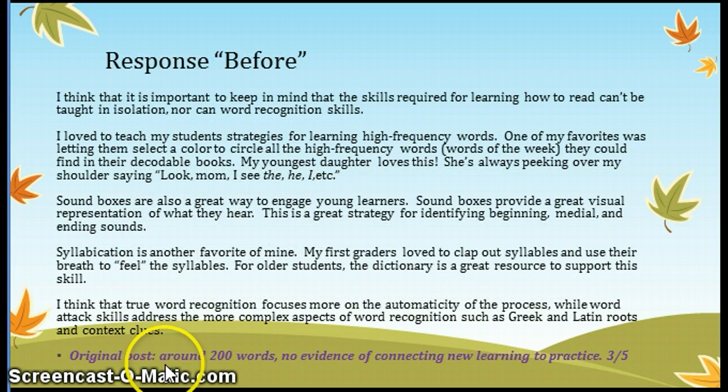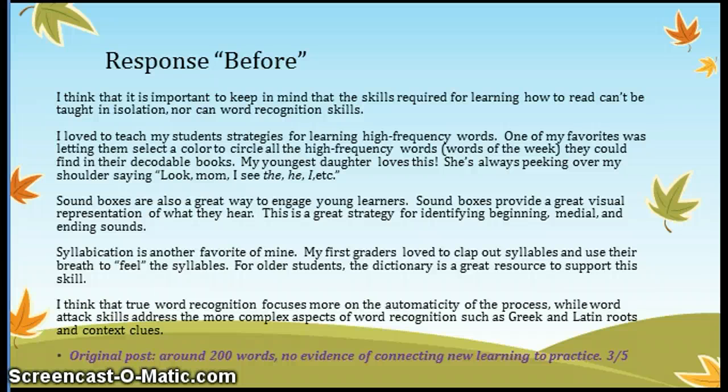So this is the response that was posted on the discussion board. So I think that it is important to keep in mind that the skills required for learning how to read can't be taught in isolation, nor can word recognition skills. I love to teach my students strategies for learning high-frequency words. One of my favorites was letting them select a color to circle all of the high-frequency words of the week they could find in their decodable books. My youngest daughter loves this. She's always peeking over my shoulder saying, "Look, Mom, I see the, he, I, etc."